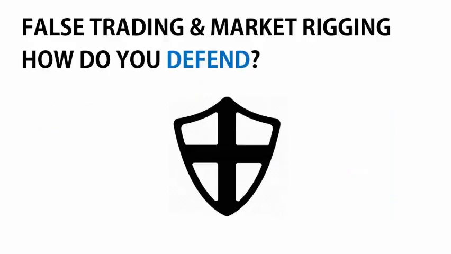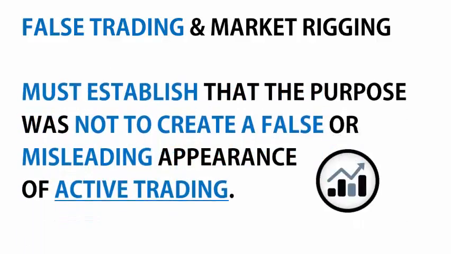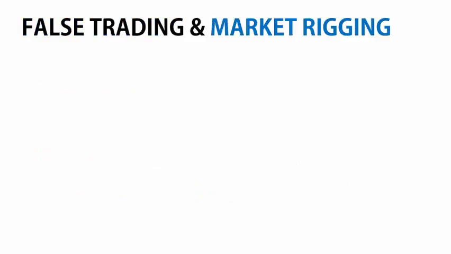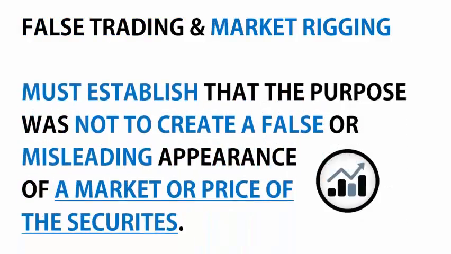And how do you defend when you have been accused of false trading and market rigging? For false trading, you first have to establish that the purpose was not to create a false or misleading appearance of active trading. For market rigging, you must establish that the purpose was not to create a false or misleading appearance of a market or price of the securities. Note the difference. One is the market or price of the securities, and the other one is active trading.